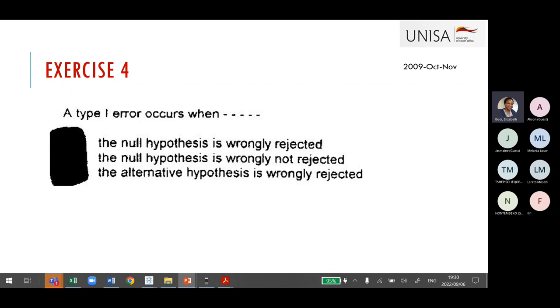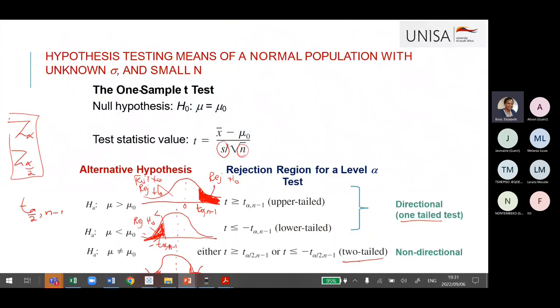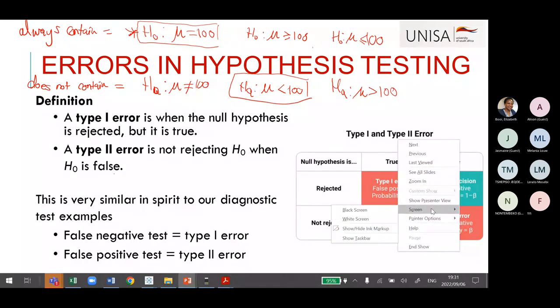Question four says a type one error occurs when the null hypothesis is wrongly rejected, the null hypothesis is wrongly not rejected, or the alternative hypothesis is wrongly rejected. Now I'm going to go back because I'm in a good mood today to share more than I want to share. So look at this, and we're going to answer that question.